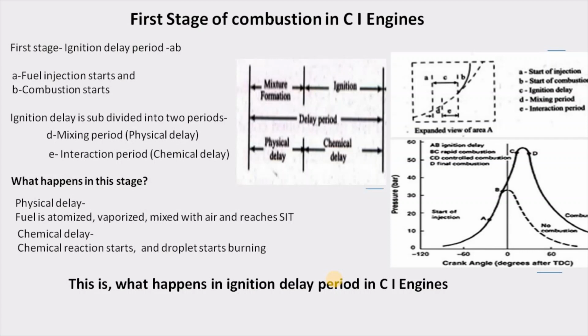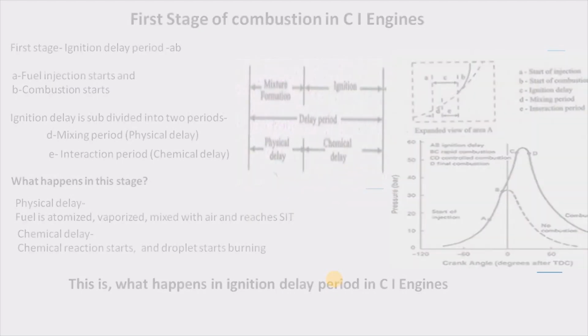What is happening? We are injecting the fuel, it is atomized, vaporized, and mixed with air. The air-fuel mixture reaches within the inflammability limit, then its temperature increases, it reaches self-ignition temperature, the chemical reaction starts, that is burning starts, and now the droplet is being converted into a burning ball. This all happens in what we call the first stage of combustion, that is the ignition delay period.